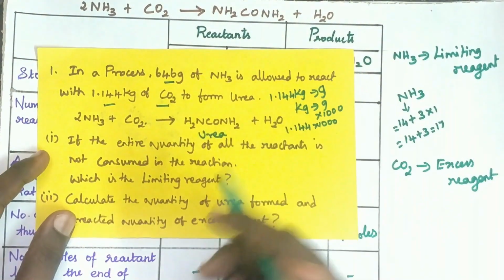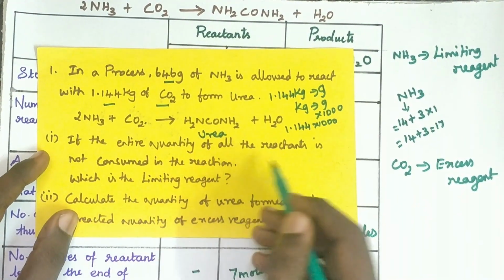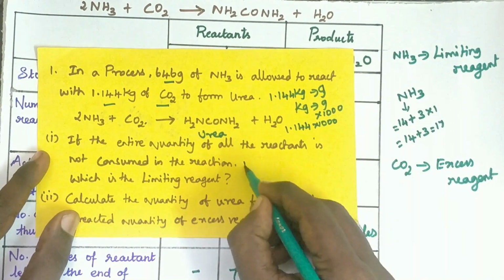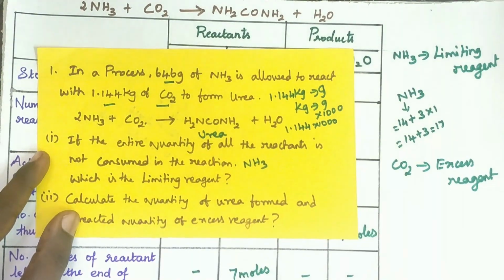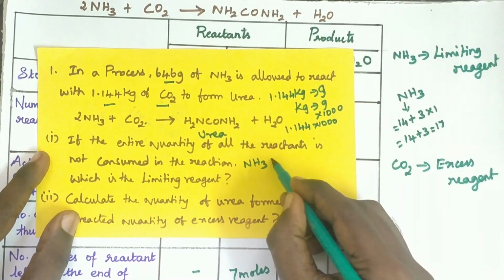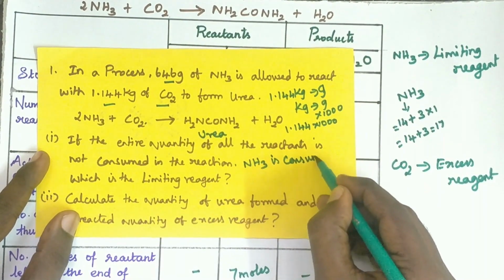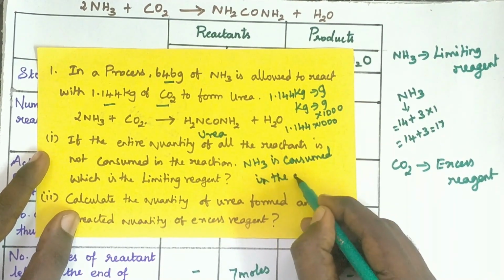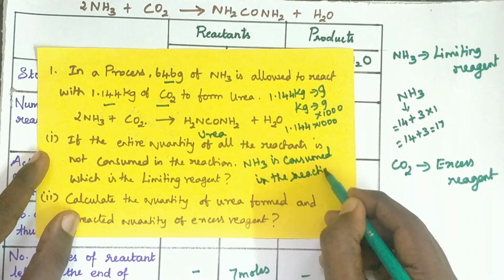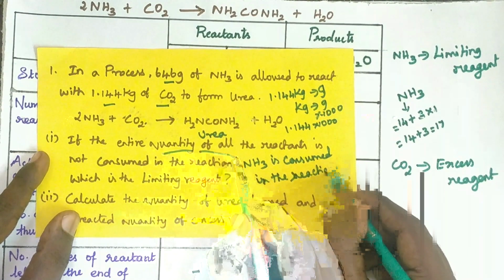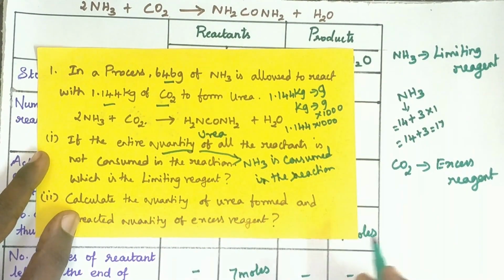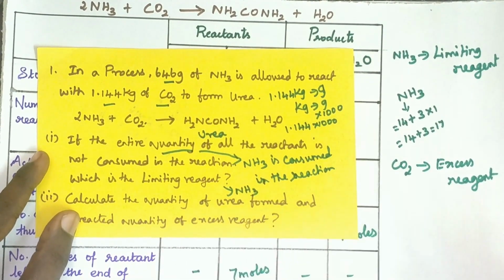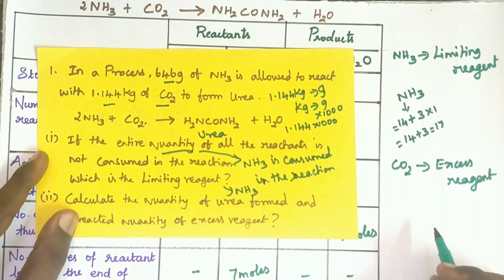In the sum, they ask if the entire quantity of all the reactants is not consumed in the reaction. But in this case, the entire quantity of ammonia is consumed in the reaction. Then they ask which is the limiting reagent, and we find out NH3 is the limiting reagent.